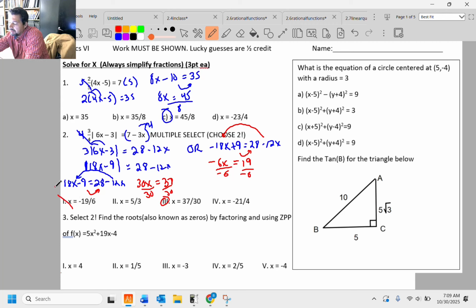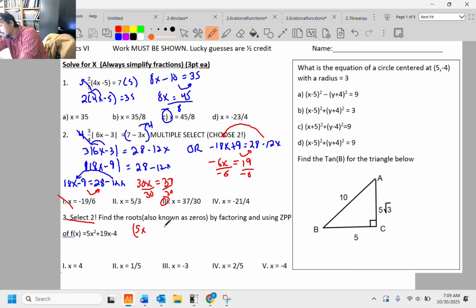All right, 3, you'll notice it says select 2, and this is before I've given this quiz, but I can fully guarantee you that lots of kids will only pick 1. And even though it's an x squared, remember, 2 solutions? That's how this works. Find the roots, also known as your zeros, by factoring using the zero product property. You know, it wouldn't have bothered me if a kid used the quadratic formula, looking ahead, because some kids can't factor. But it is what it is.